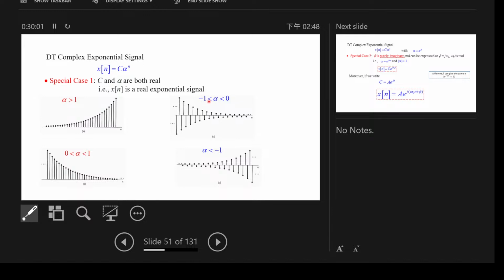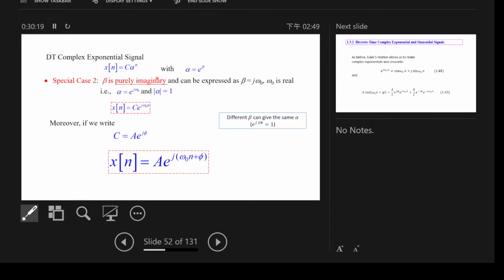Okay? So when alpha is negative and between -1 and 0, then you have those up, down exponential decay. And when alpha is less than -1, you have up, down exponential growth. Okay, so that's a special case of the complex exponential. But if you want a periodic function, then once again we go back to this beta being purely imaginary.